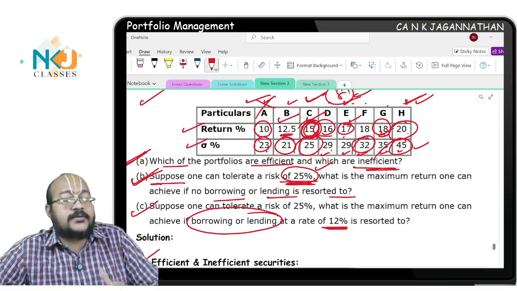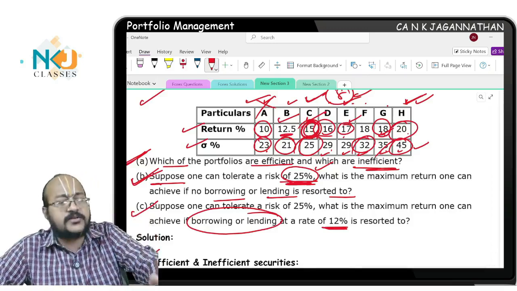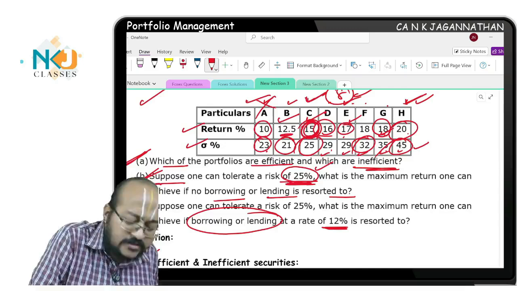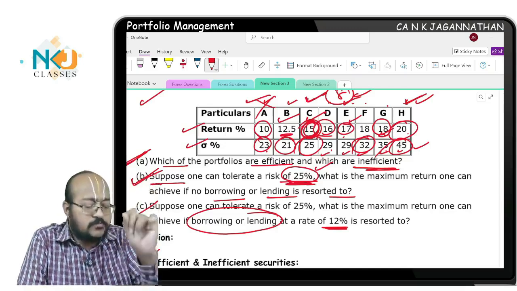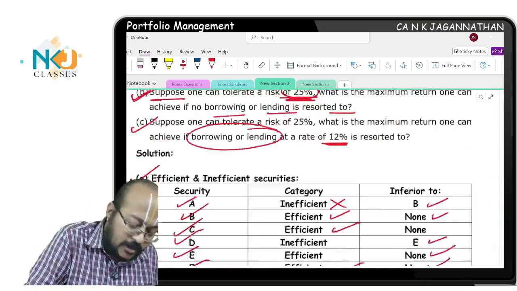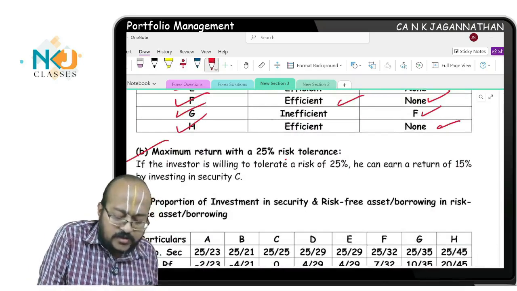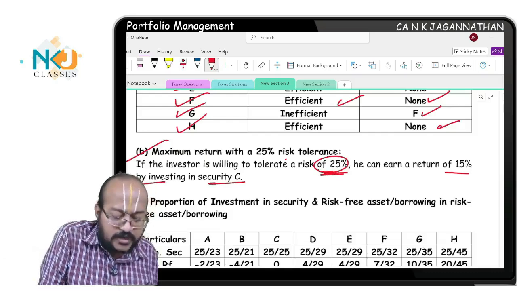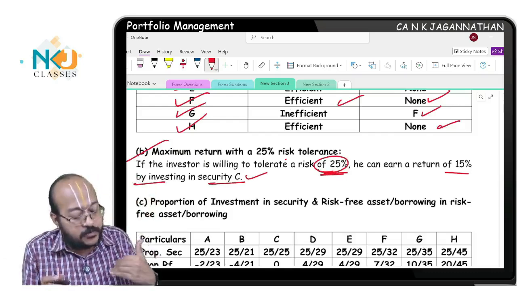In the second part they are saying, no, we are not borrowing. We are saying the maximum tolerance limit is 25%. What is the maximum return one can earn by investing in C, which is the efficient portfolio? Maximum return is 15%. That is the second part of the solution. See, if the investor is willing to tolerate risk of 25%, he can earn a return of 15% by investing in security C. Is this clear? Shall I proceed to the third part?